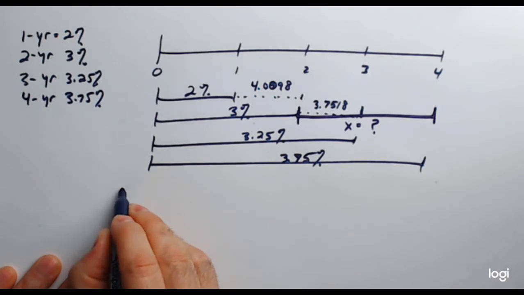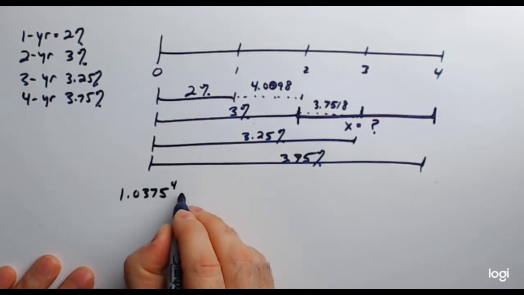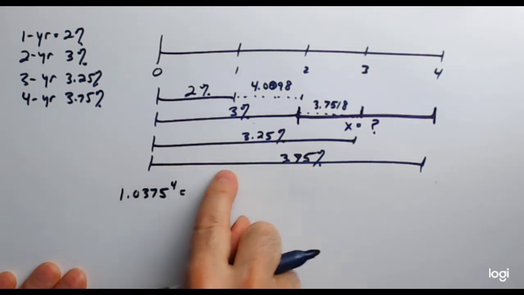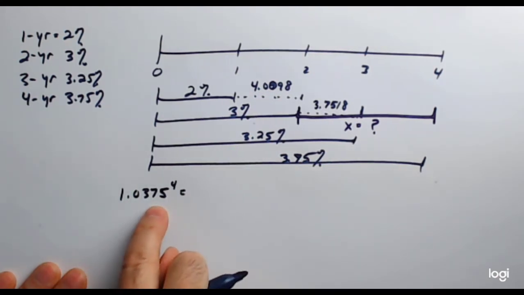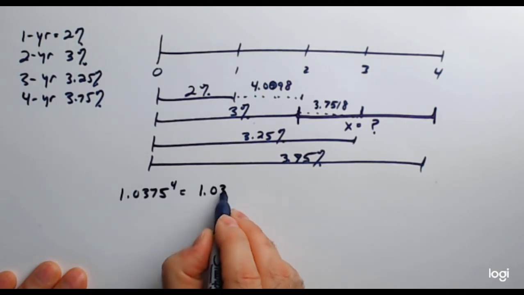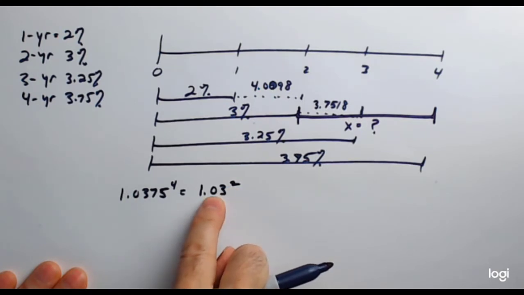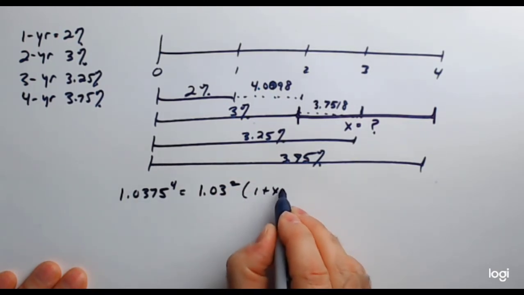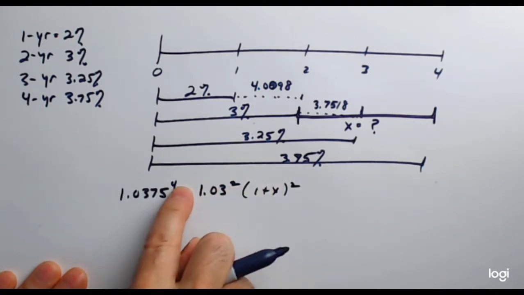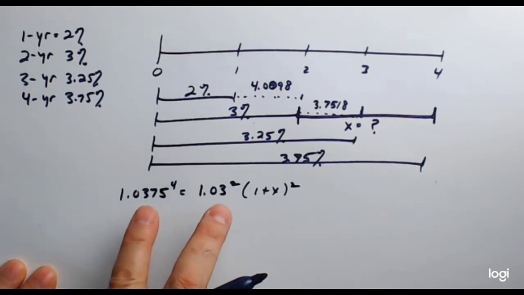Well, we can do it in a slightly different fashion than what we did before. Again, we're going to take this 3.75%. We're going to compound it 4 years because it covers 4 years. And we're going to say that that's indifferent to investing in 3% for 2 years right here, right? So 2 years, 3%, times (1 plus x) squared. So notice my exponents add up to 4. So they're equal on both sides. We've accounted for all the time periods. And now we solve for this.